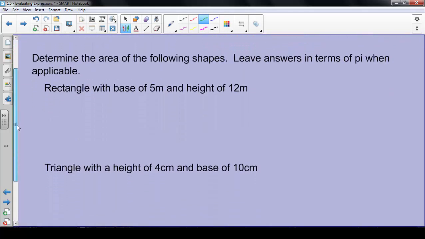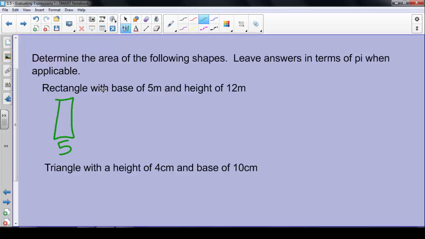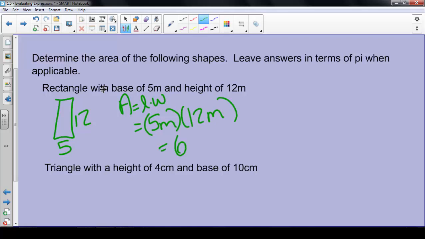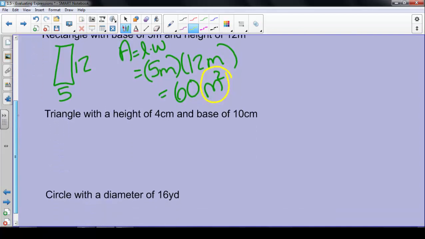So we're going to determine the area of these two different shapes. So the first one, we have a rectangle. It's got a base of 5 and a height of 12. Area is length times width. So in our case, 5 meters by 12 meters. Multiplying them together, we get 60 meters squared. So this is what I was talking about with units. We have a unit squared there, and it makes sense because we're finding the area right now.